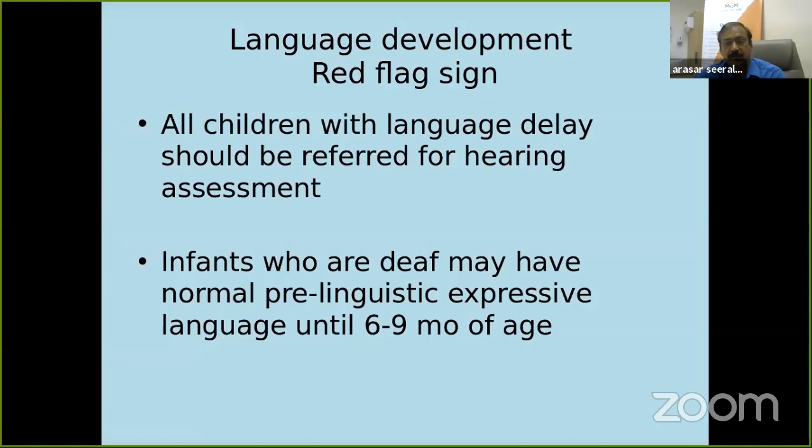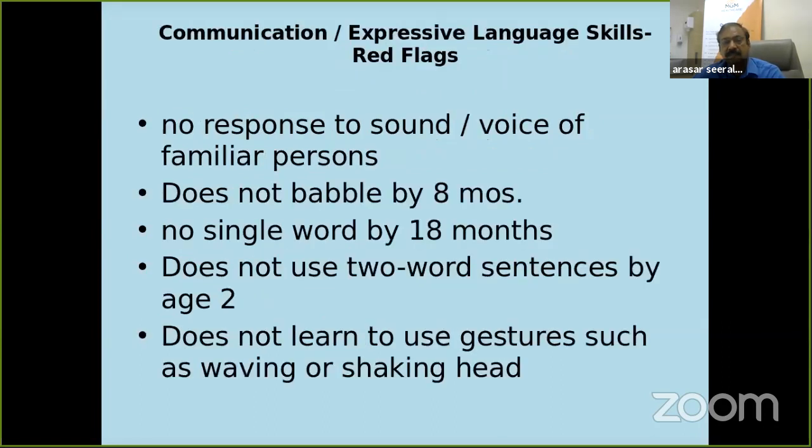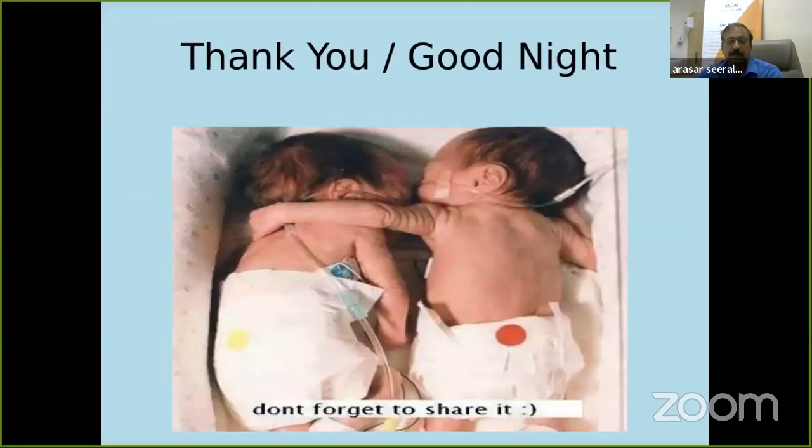Infants who are deaf may have normal pre-linguistic expressive language until 6 to 9 months of age. This should not give a false sense that the baby is developing normally in its language skills. And some of the red flag signs: no response to sound or to the voice of familiar persons, does not babble by 8 months, no single word by 18 months, does not use 2-word sentences by age 2 years, does not learn to use gestures of waving or shaking. These are red flags in the language or communication domain.